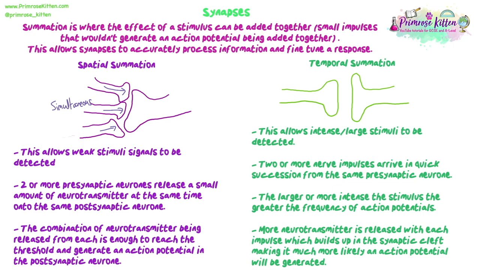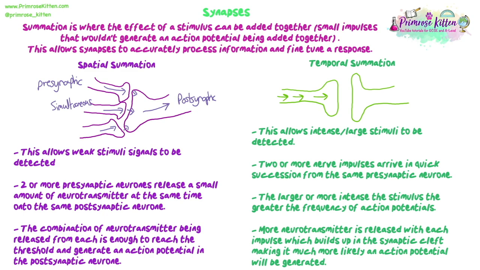So it's where two or more presynaptic neurons release a small amount of neurotransmitter at the same time onto the same postsynaptic neuron. So we've got three presynaptic neurons, they're all junctioning onto one postsynaptic neuron, and so they will all release neurotransmitter, a small amount if their signals are weak, but there'll be enough neurotransmitter then in the synaptic cleft to trigger an action potential in the postsynaptic neuron.